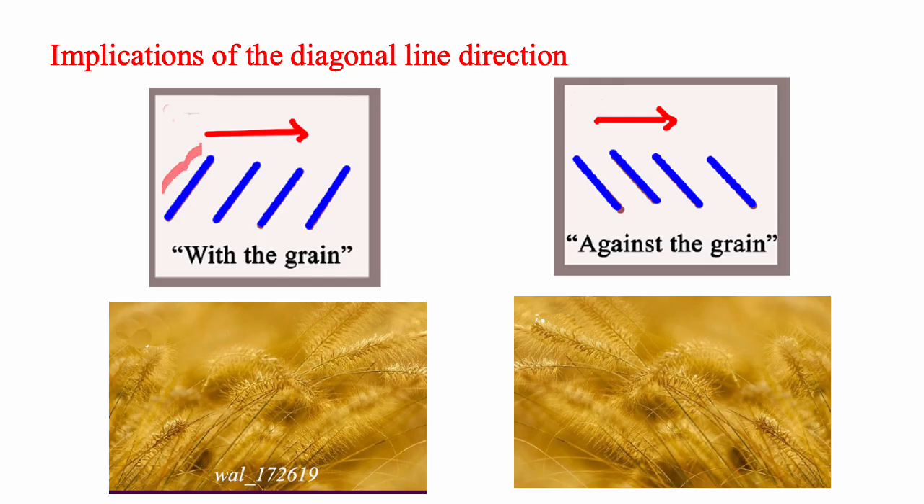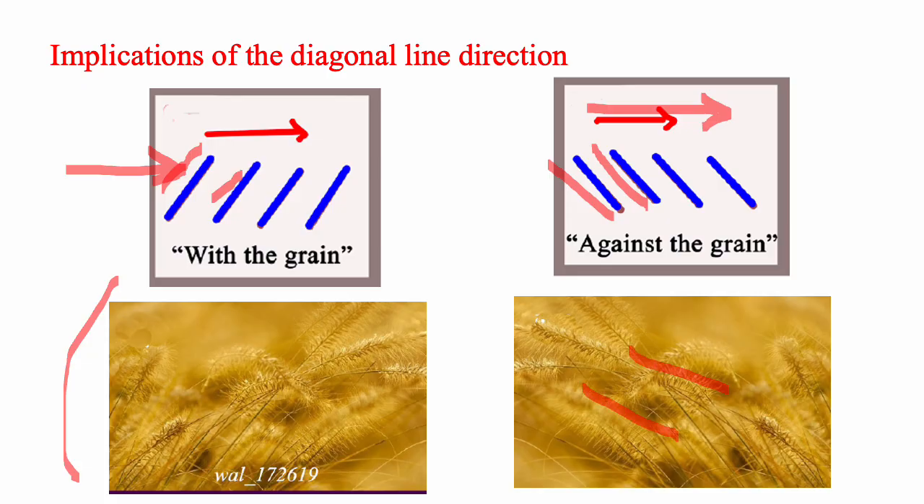These diagonals seem to go with the grain, as we tend to brush by them as we travel from left to right, like these wheat fields. But when the lines go this way, they seem to be going against the grain, against our movement from left to right, like these wheat fields pointing this way. So you just need to be aware of the message you're sending.